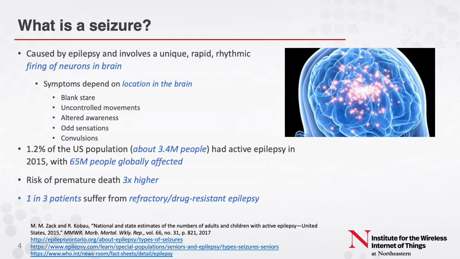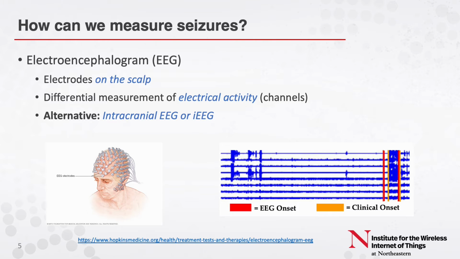About 3.4 million people in the US had epilepsy in 2015, and 65 million globally are affected. The risk of premature death is 3 times higher than for those without epilepsy, and 30% of patients are actually medically intractable, meaning that drugs don't work in treating their epilepsy. So there's clearly a need for other kinds of treatments, such as implantable medical devices, as we will talk about here today. Most implantable medical devices for seizure prediction generally rely on something called an EEG, or Electroencephalogram.